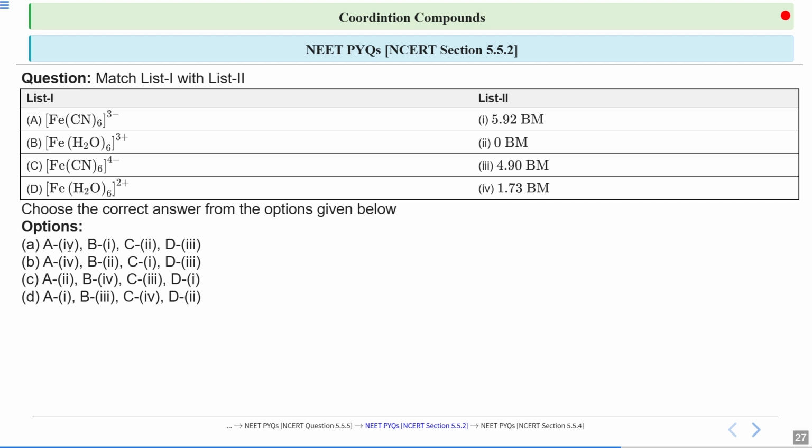The options are: A is matching with fourth, B with the first, C with the second, and D with the third. Or A is matching with fourth, B with second, C with first, and D with third. Or A is matching with second, B with fourth, C with third, and D with first. Or A is matching with first, B with third, C with fourth, and D with second. You are given some time, try to solve this using the concept of magnetic moment or the calculation that we have studied, and then we can see the correct answer.